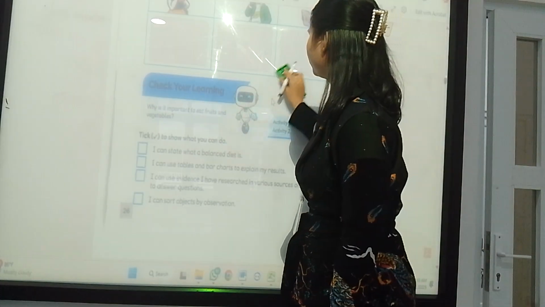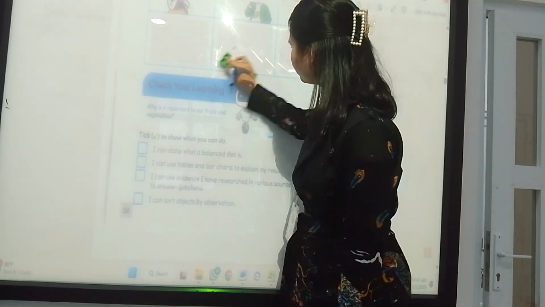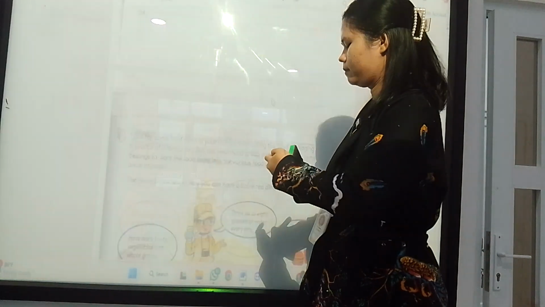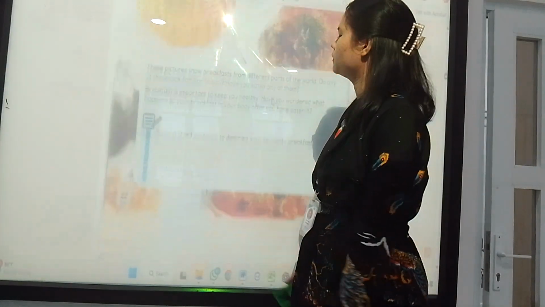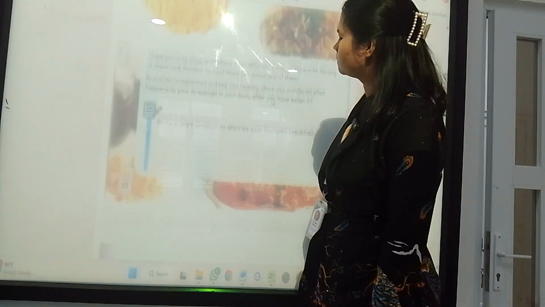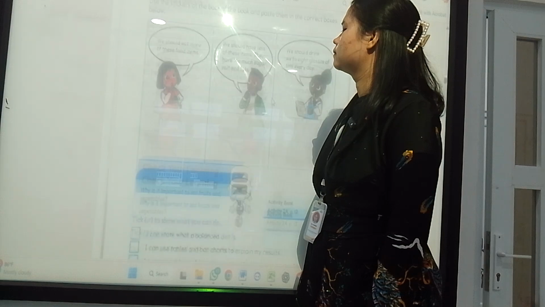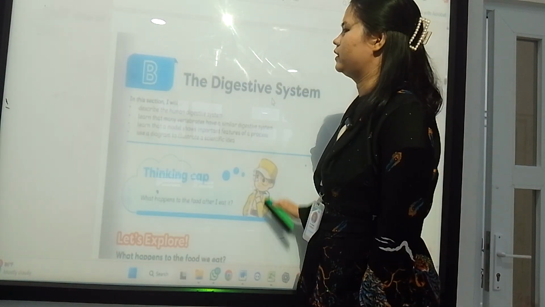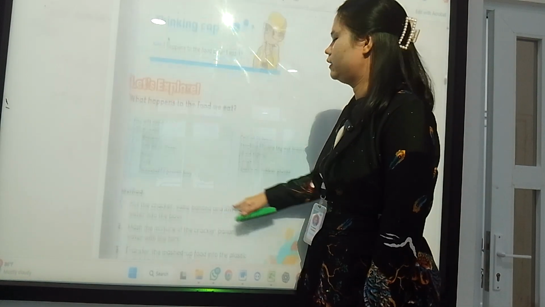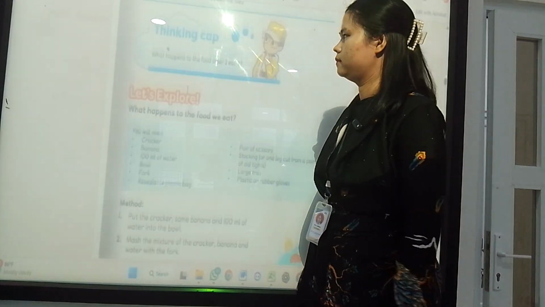Okay. Now this is about science. For the science, you will teach about the balanced diet and the process of the digestive system, until this page.